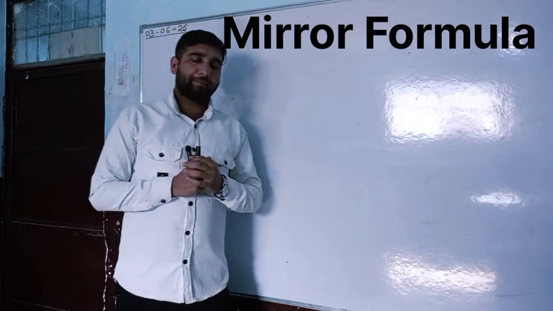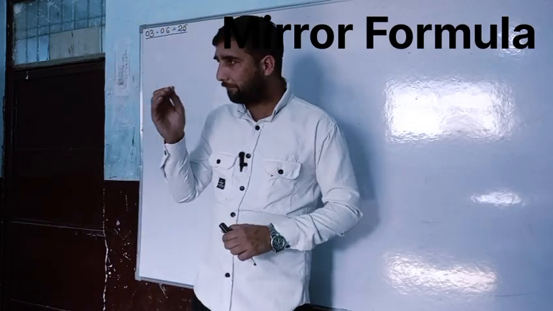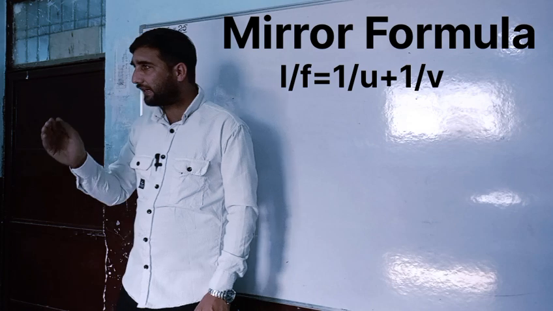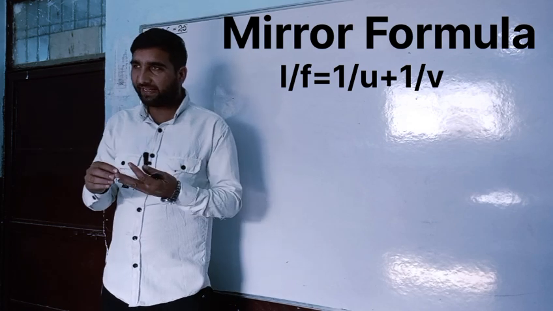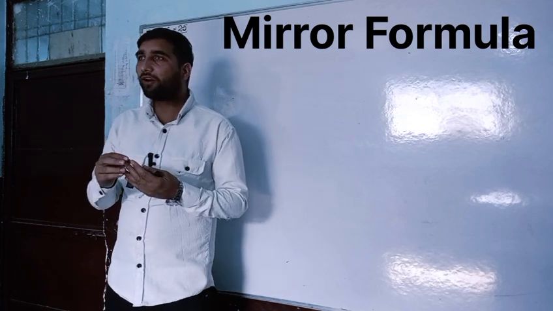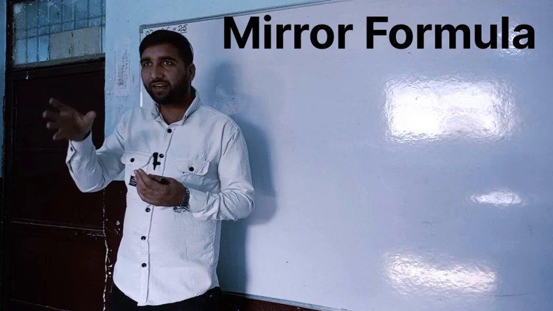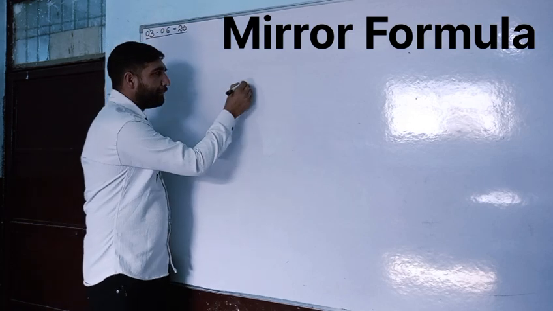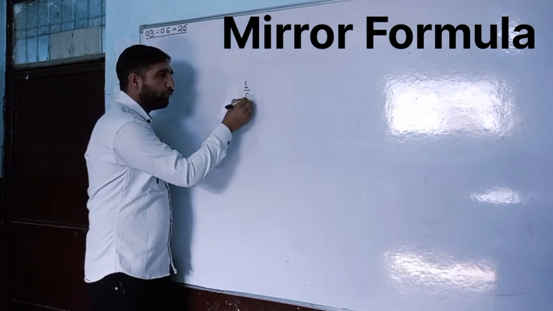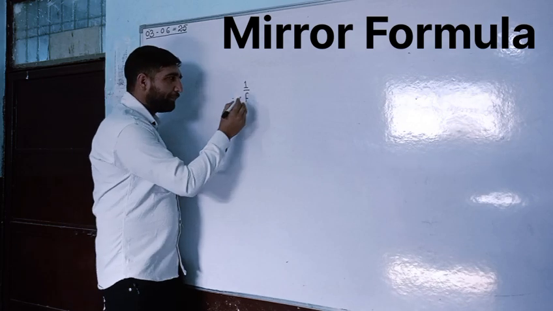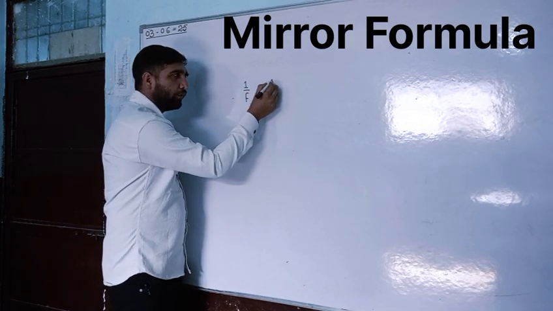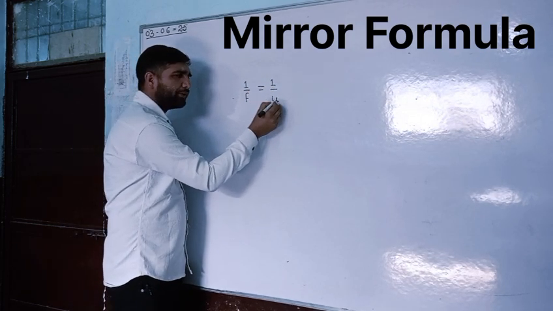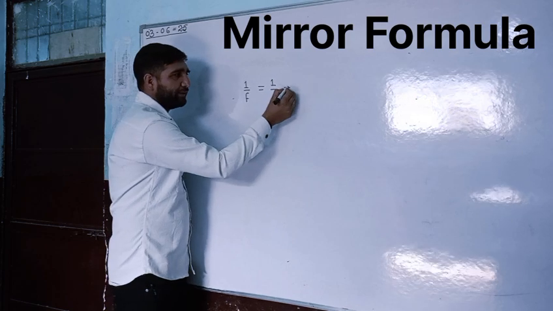If we talk about the mirror formula, it is the relationship between focal length, image distance, and object distance. And that relationship is 1 upon f, where f is the focal length. 1 upon f is equal to 1 upon u plus 1 upon v, because there is a plus sign in between them.